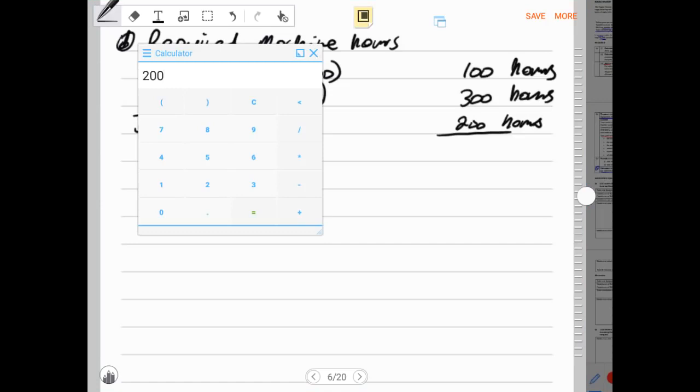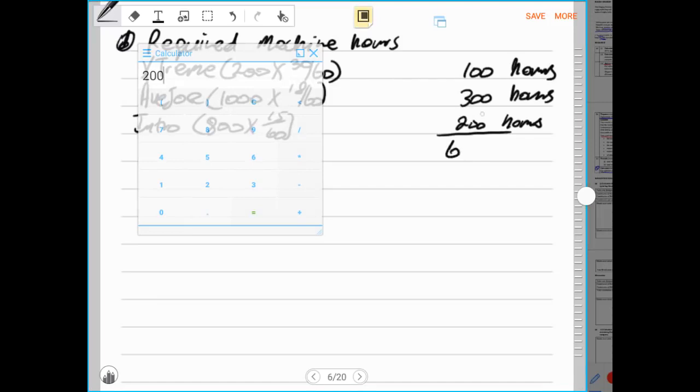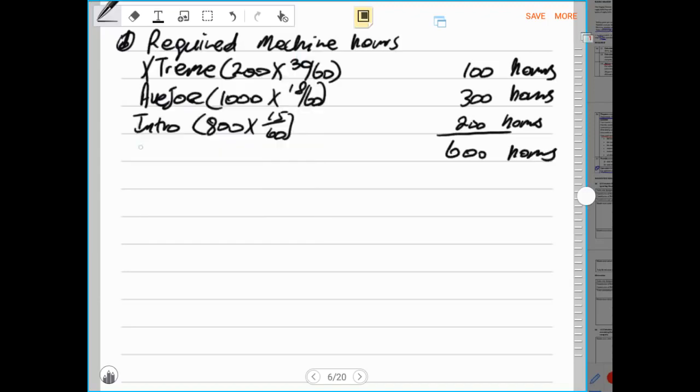So now let us calculate the total required. It will be 600, the total of the hours that are required. So the required hours is 600 hours. Meaning this company requires 600 total machine hours to manufacture all the units for the 3 products that they have.